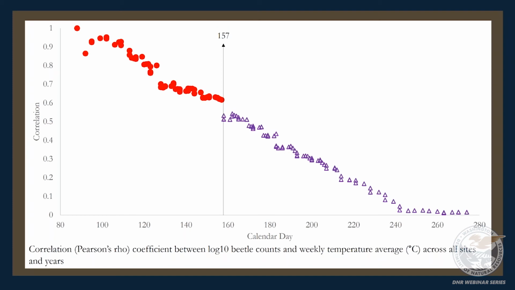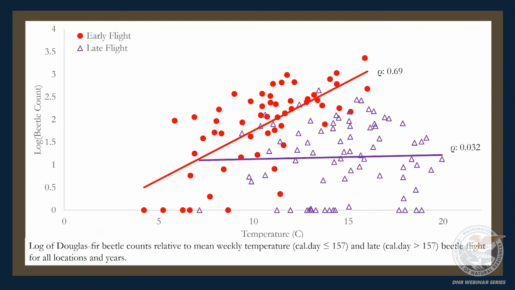So I'm calling before day 157 the early flight, and after day 157, I'm calling the late flight. I wanted to find out how significantly different these two populations are, and whether they are really differently correlated to temperature. It turns out they are. They're actually very differently correlated with temperature.